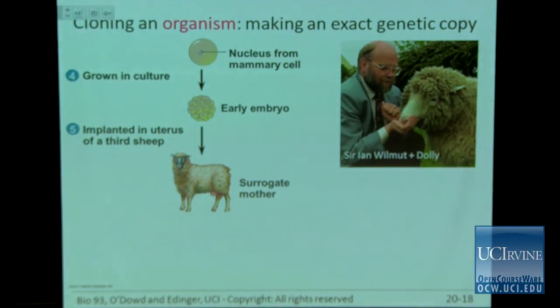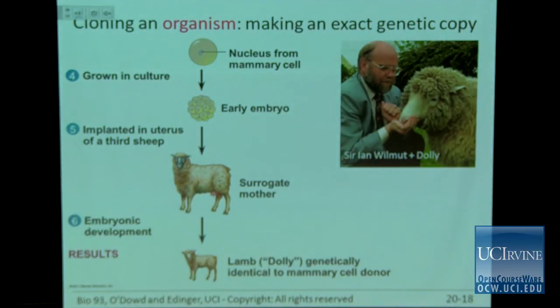They implanted that embryo into a surrogate black-faced sheep and got out the white-faced sheep, just like the mammary cell donor, and they named that sheep Dolly.